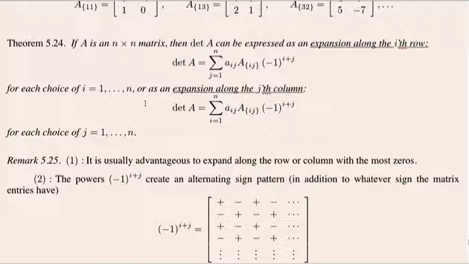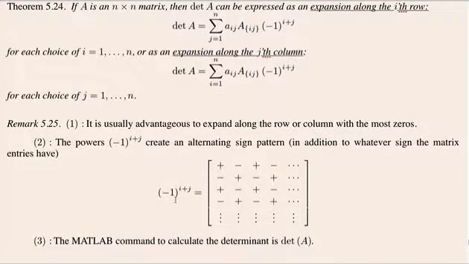And alternatively, we can also use the jth column. So the determinant of A can also be calculated using the sum of a_ij as i goes from 1 through n. So we go through the jth column with the row index i changing. And again, each of these entries is multiplied with the minor A_ij times the plus minus sign from minus 1 to the i plus j.